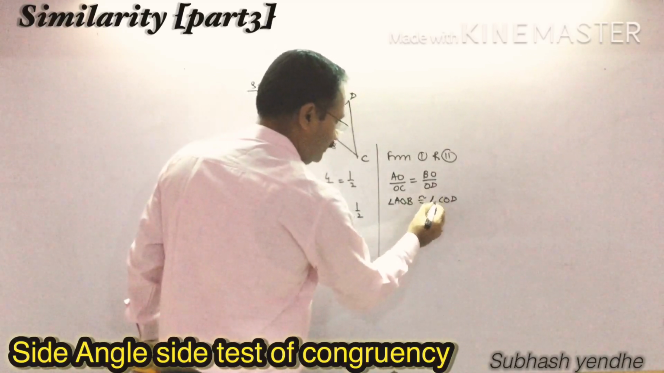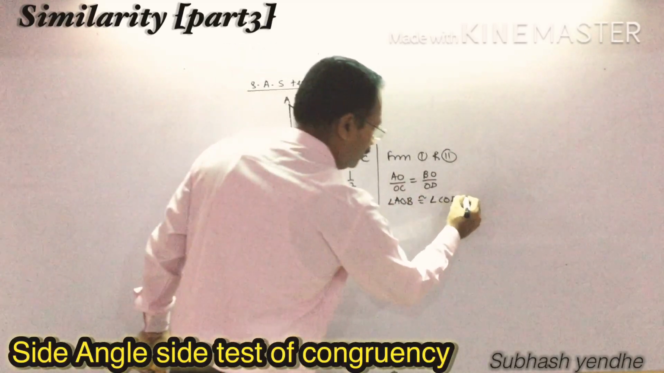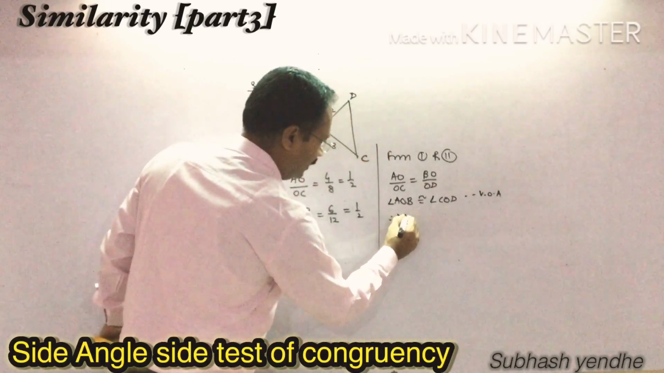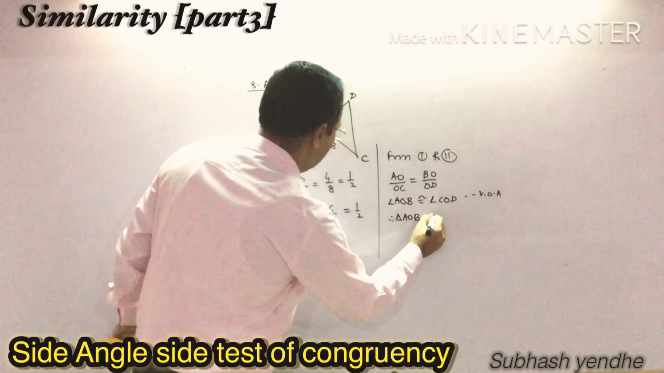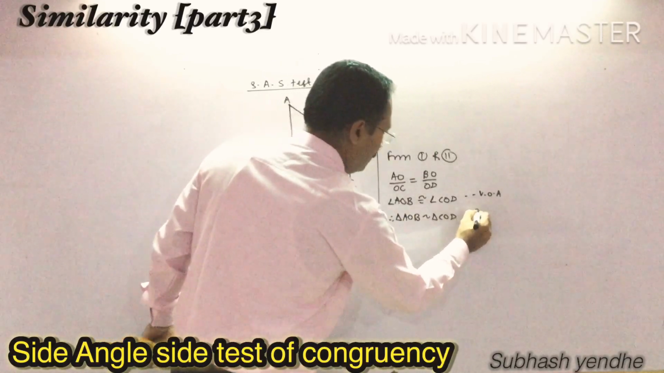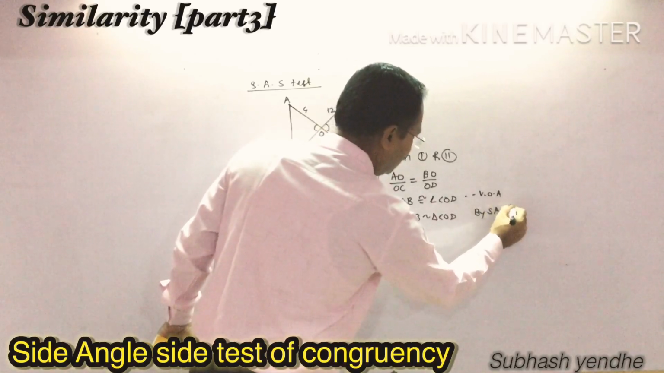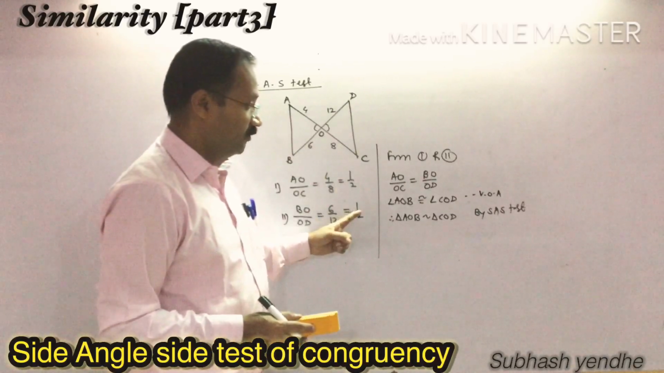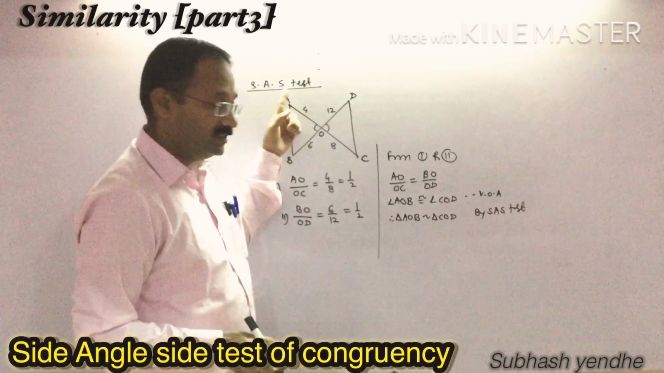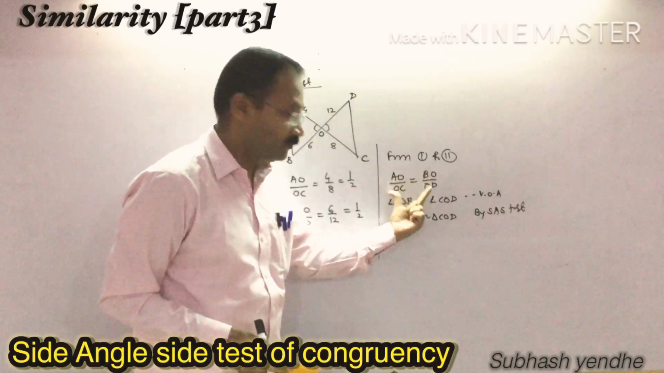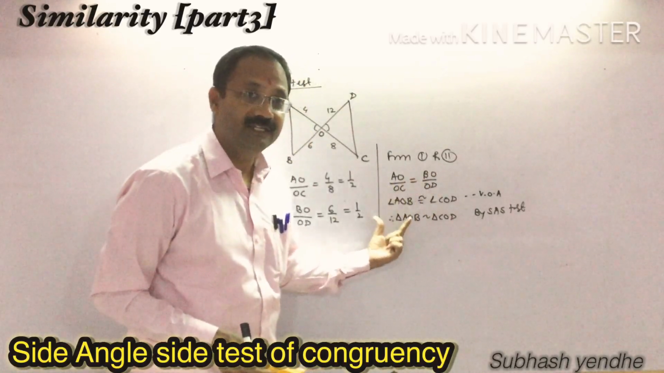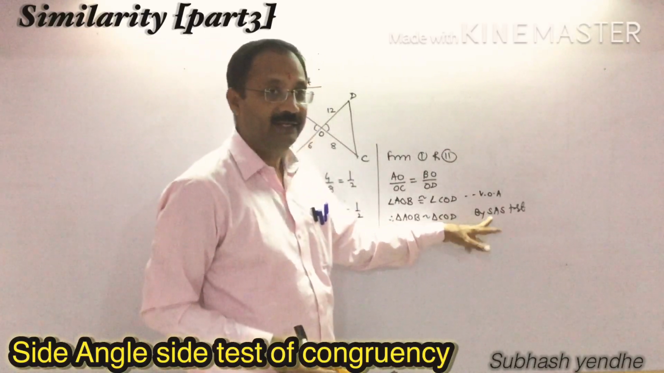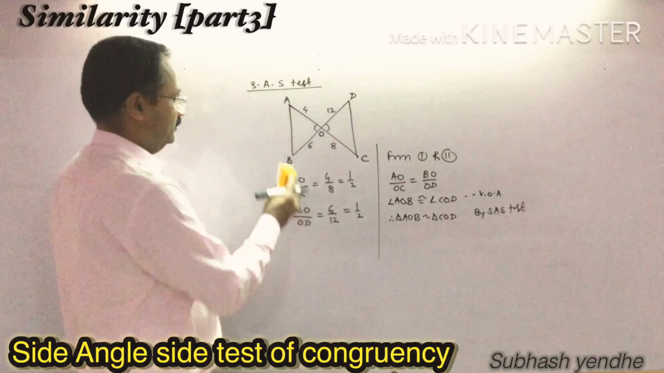Angle AOB is congruent to angle COD because this is vertically opposite angle, and therefore triangle AOB is similar to triangle COD by SAS test of similarity. Always remember the point. In SAS test, two sides are in proportion and one angle is congruent. Then we can say that the triangles are similar by SAS test.